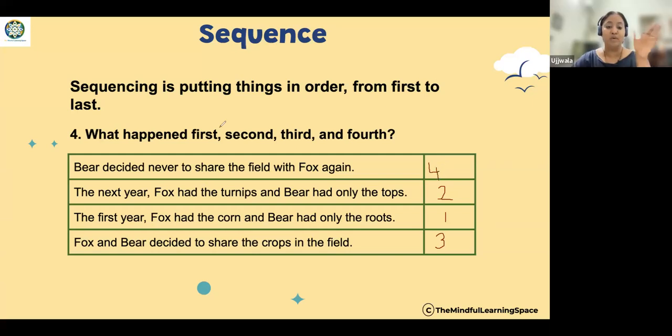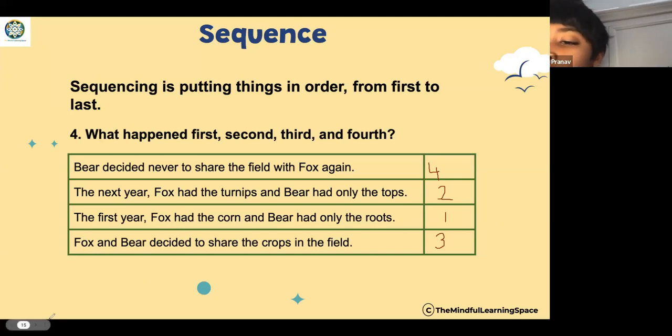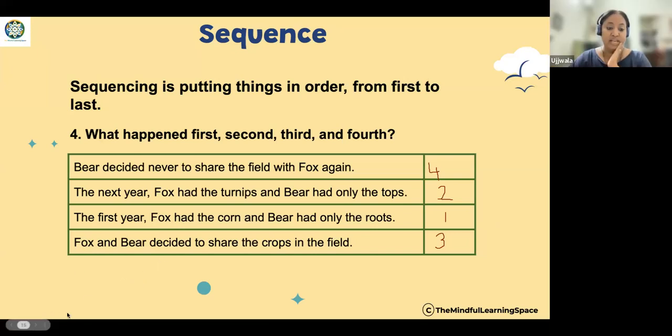Okay, fine. So you want to end the story like this? I don't know. It's an incomplete story. There have to be more plot points in that. So see, the first year Fox had the corn and Bear had only the roots. So first year Fox and Bear decided to share the crops in the field. Next year Fox had turnips and Bear had only the tops. Bear decided never to share the field with Fox again. Okay, I take that. The story can end like this.